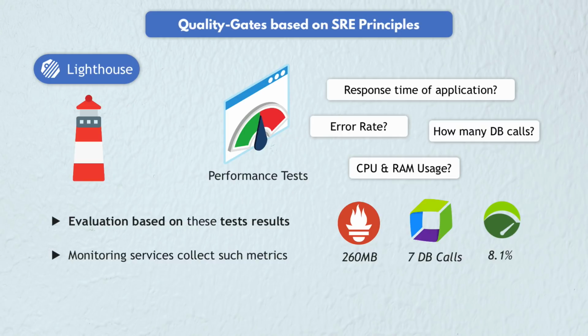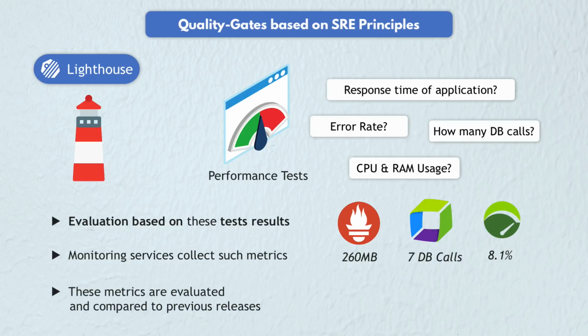So these metrics must be evaluated to see how the application performed. But what's also important, they must be compared with the previous releases. So basically we want to know, did the application get slower compared to the previous releases? Did it have more errors, or did the application performance actually get better? So we need a history of evaluations.